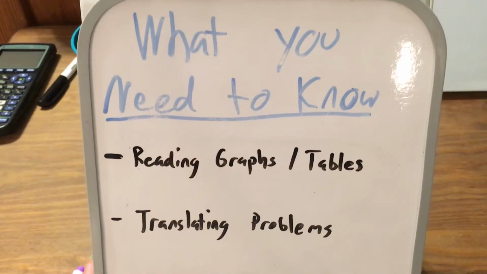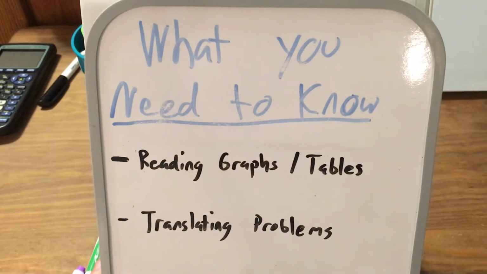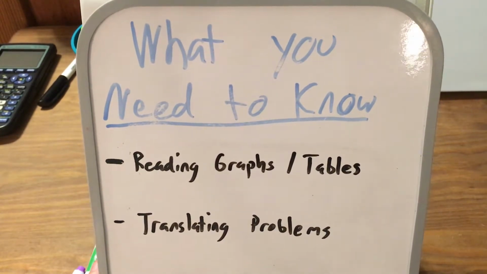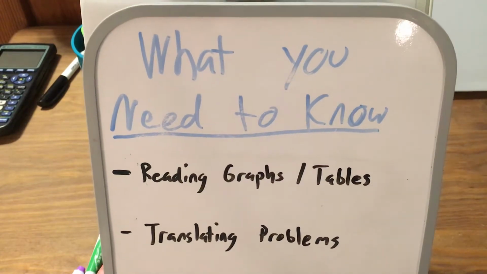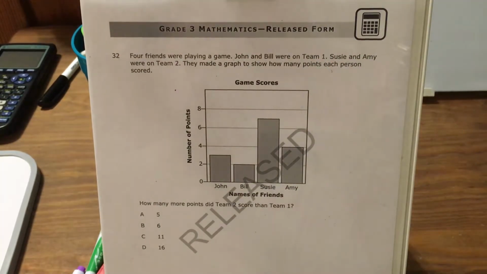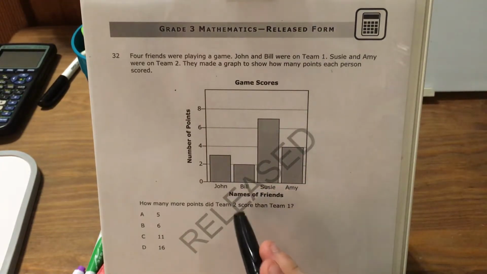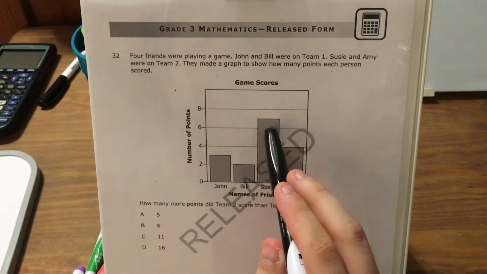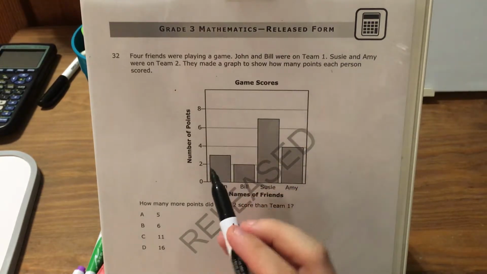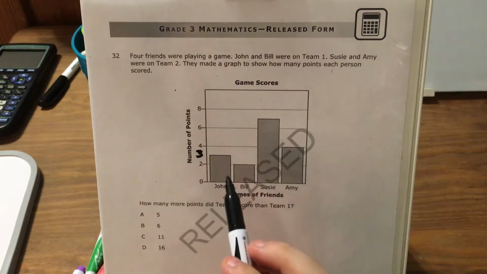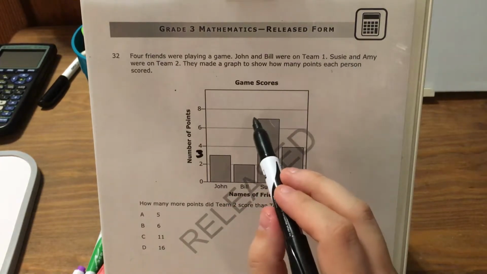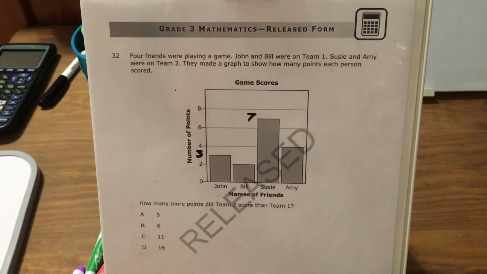So in order to do really well at a question like this, you've got to know how to read a graph or a table, and then you've also got to know how to translate a problem, especially into an addition or subtraction problem. So let's get started. First thing I can see is that some of these bars representing different people's points are kind of between lines here. North Carolina is not trying to trick us, so if it's between 2 and 4, I'm going to go ahead and call it 3. If it's between 6 and 8, I'm going to go ahead and call it 7. So with that little bit of information, that's going to make things a little bit easier.